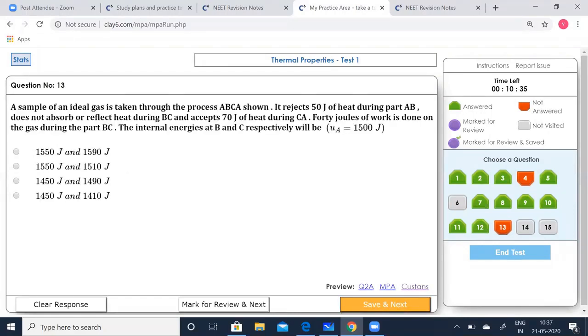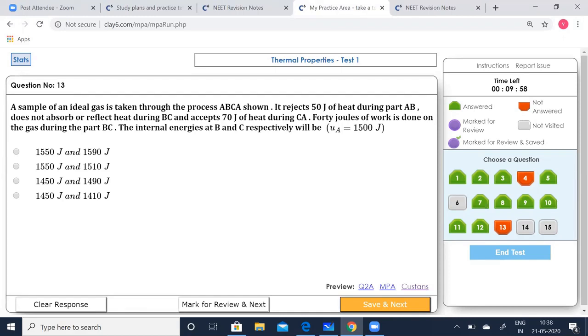A sample of an ideal gas is taken through the process ABCA as shown. Here also the diagram is missing. I'll draw it for you. It rejects 50 joules of heat during the part AB, does not absorb or reject heat during BC, and accepts 70 joules of heat during CA. 40 joules of work is done on the gas during the part BC. The internal energies of B and C will be what? Given that UA is equal to 1500 joules.